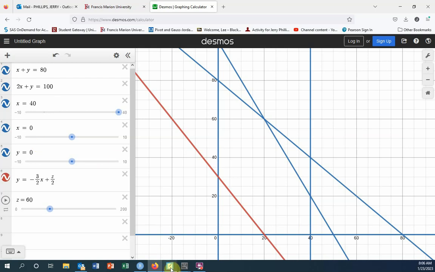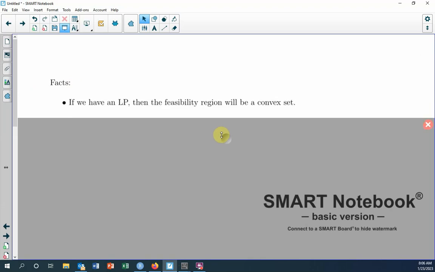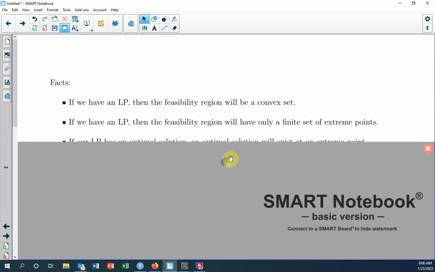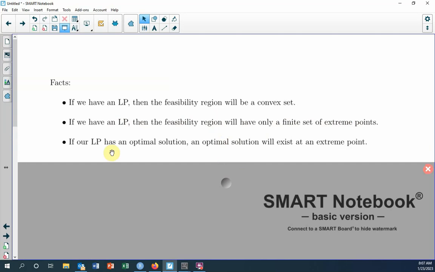optimals. So a few facts about linear programs. Since we're in the very intro of this course, a few things you need to know. If we have a linear programming problem, then the feasible region will be convex. We're guaranteed that by the way that linear programming problems are structured. That's nice, and part of what makes linear programming easy. Next, the feasible region will have only a finite set of extreme points. And if a linear program has an optimal solution, one of those optimals will be at an extreme point.